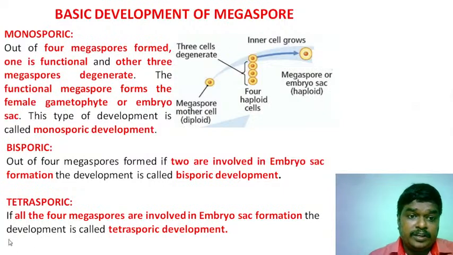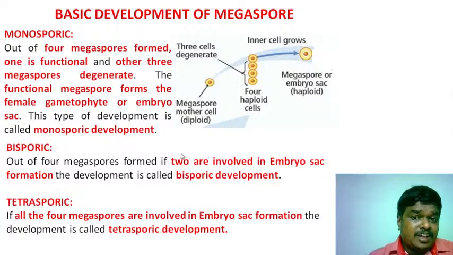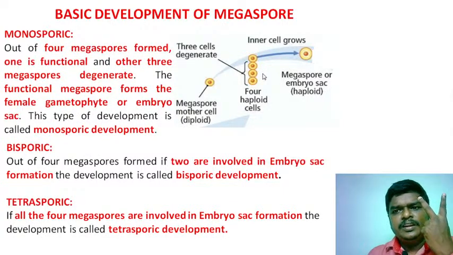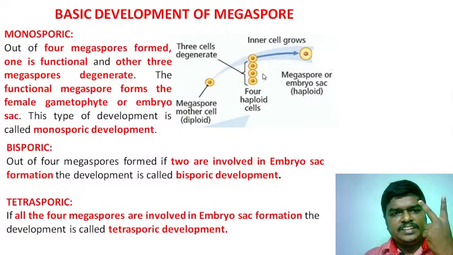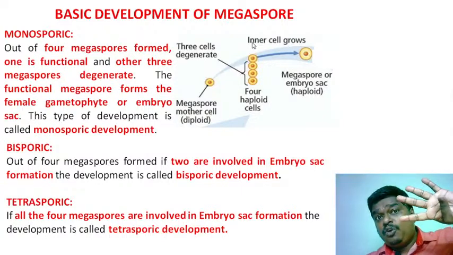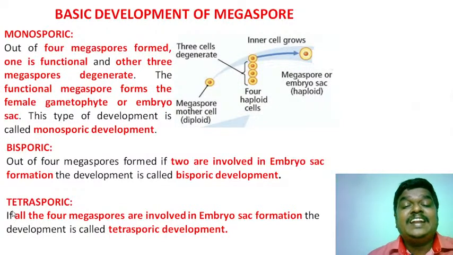That's called monosporic. In bisporic, 4 haploid cells will be formed, 2 degenerate, and 2 will develop into the embryo sac. That is called bisporic. If all the 4 are involved in the formation of the megaspore, it is called tetrasporic.